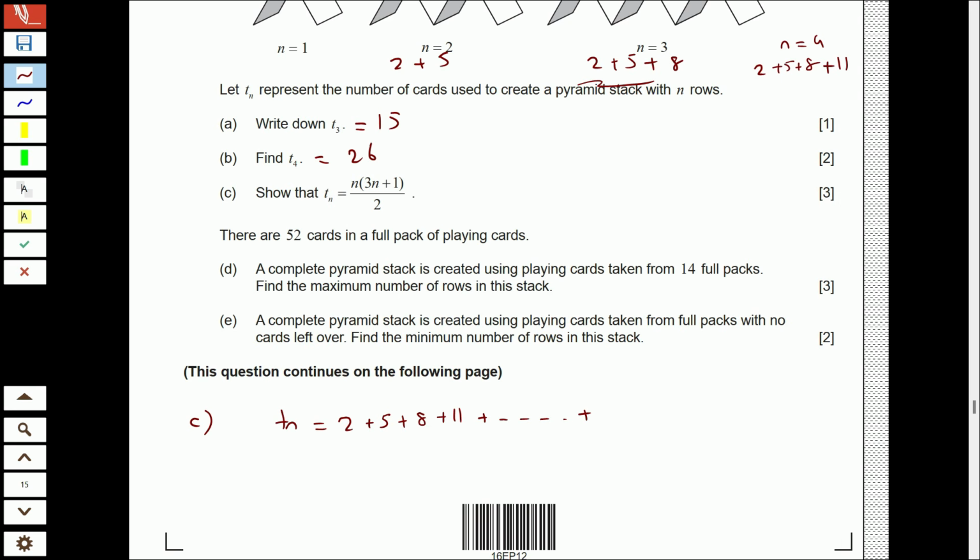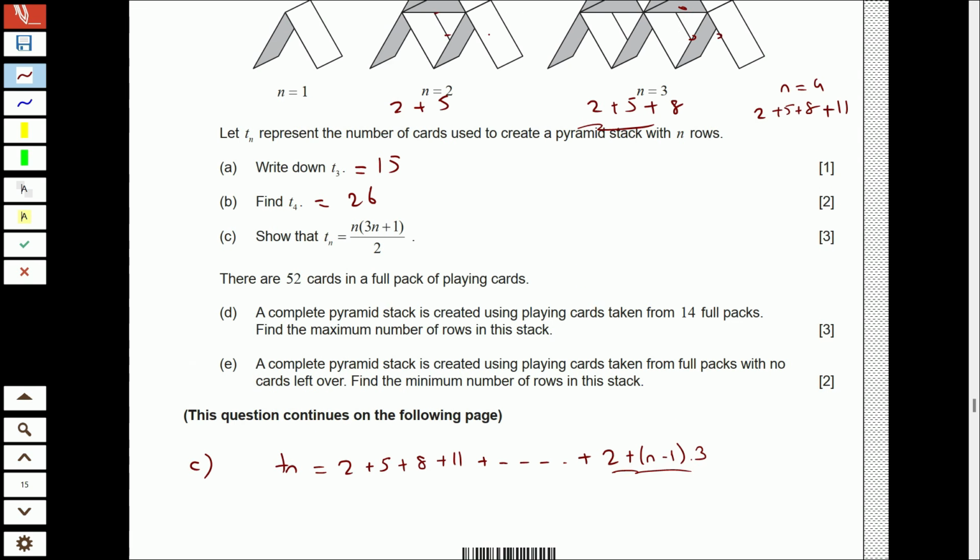So the last term of this sequence will be 2 plus (n minus 1) times 3, because I know that it's increasing by 3. So this is going to be the last term of this sequence, right? For example, in here, this is the third term of the sequence and it is 2, which is the initial point, plus (3 minus 1) times 3.